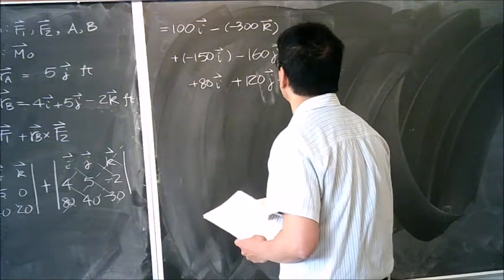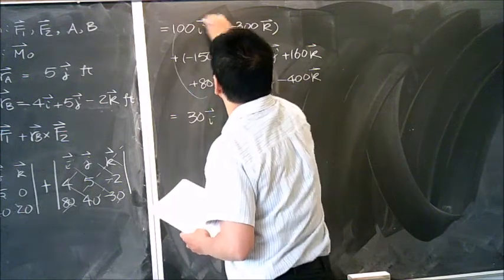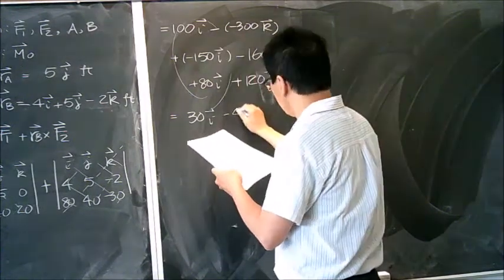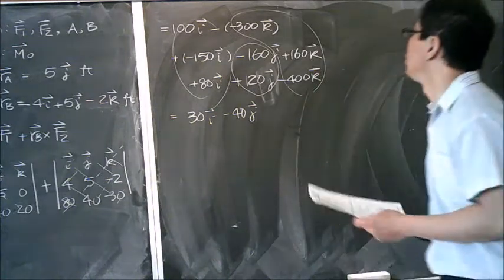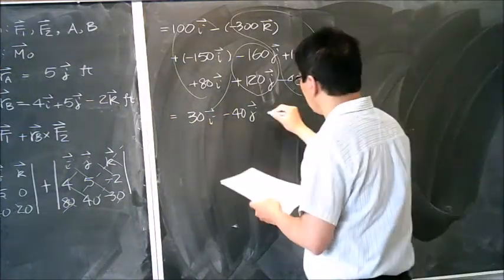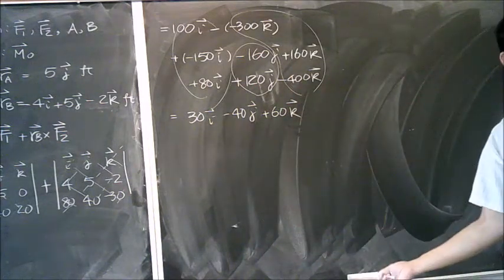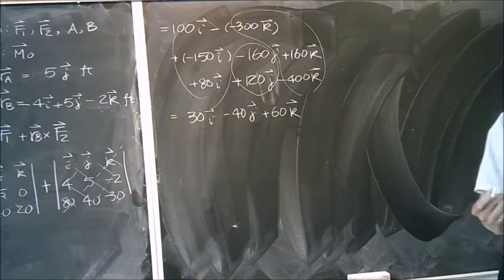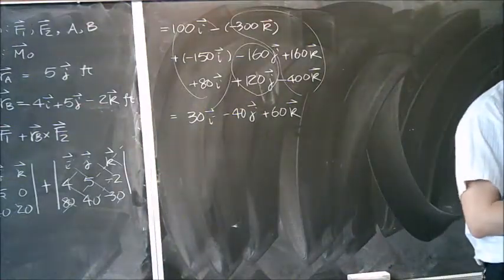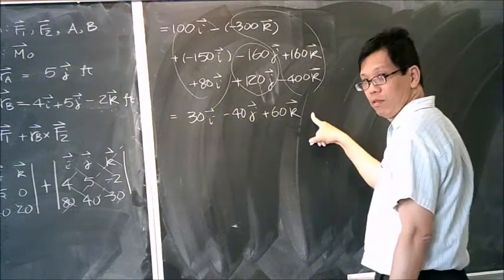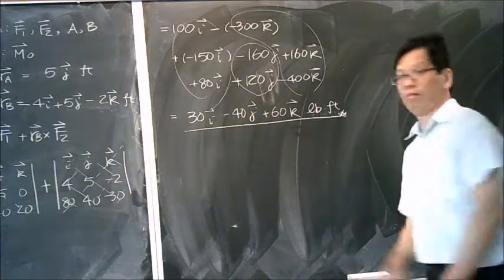It's going to be 30I minus 40J plus 60K. Is this the answer? No. What do I miss? Unit. In this case, what kind of unit am I dealing with? Metric or English? English. When it's English, what is the unit over here? Pound. Pound-foot, it doesn't really matter. Just give me this. That's your answer.